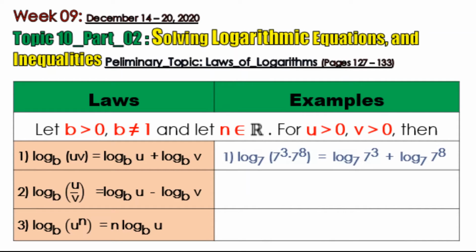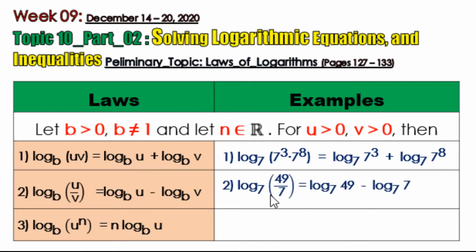Okay, so we have the first law. An example of this is the logarithm of 7 cubed times 7 raised to 8 to the base 7 is equal to the logarithm of 7 cubed to the base 7 plus the logarithm of 7 raised to 8 to the base 7. Okay, so we have multiplication, addition.